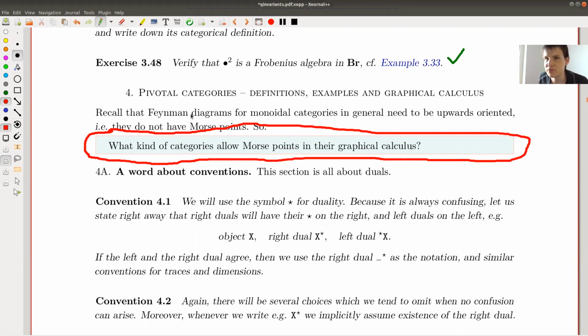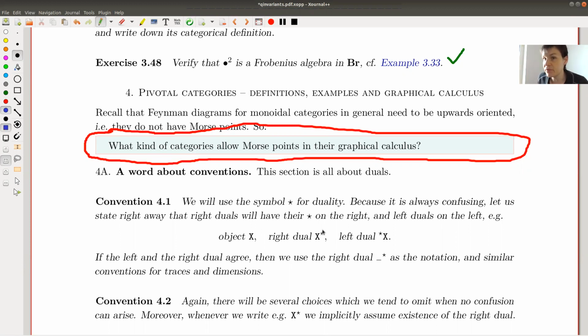So what is the algebraic way to ensure that we have a graphical calculus with cups and caps? And the answer will be something like a pivotal category, a rigid category, or a spherical category. That's what I'm going to discuss today. These are just words for having dualities. We will see what this means. Well, in various fashions, right? So having dualities.